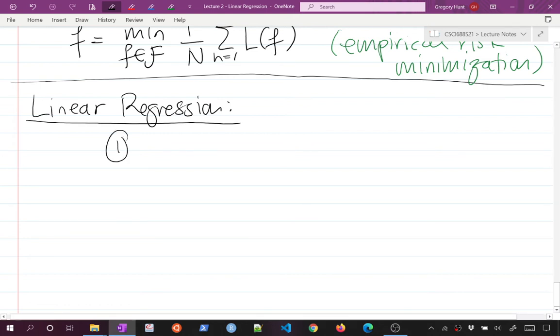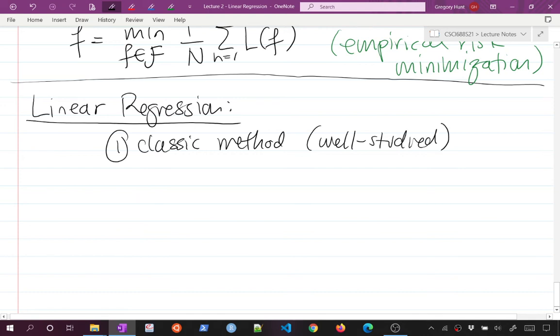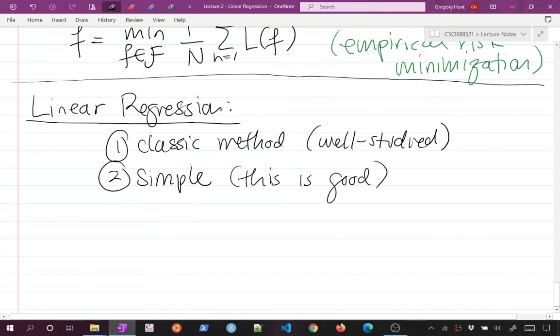We're going to talk about it because it's a super classic method. It's really well studied, and there are whole books on regression. Secondly, we're going to talk about it first because it's really simple, and that's an accolade as far as I'm concerned. Simple is good. If you need a complicated algorithm to solve a complicated problem, not great. If you can solve it with a simple algorithm, that's great.